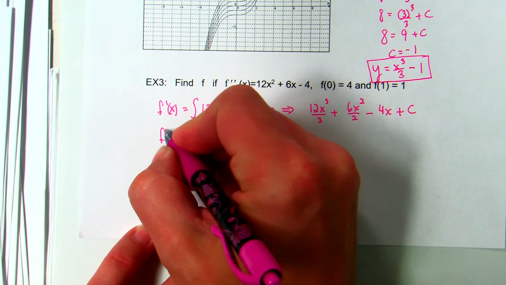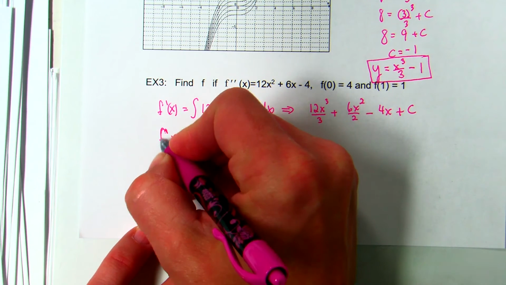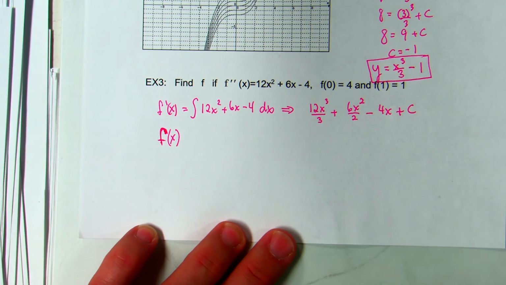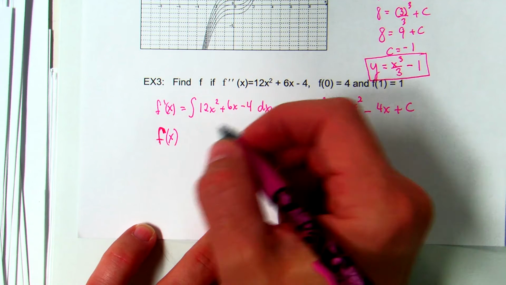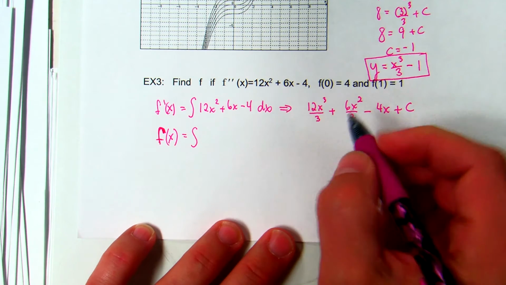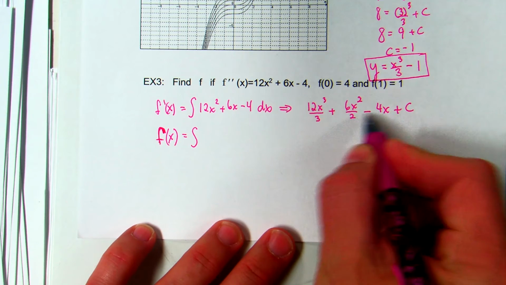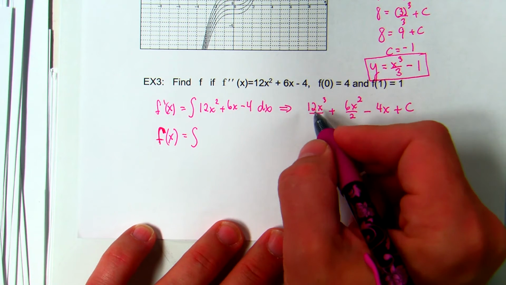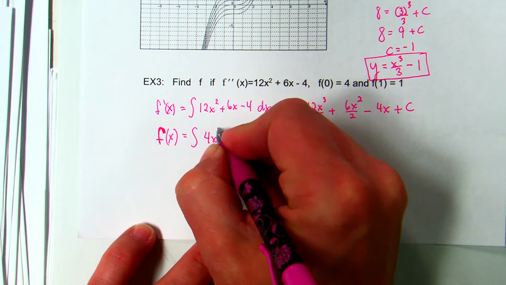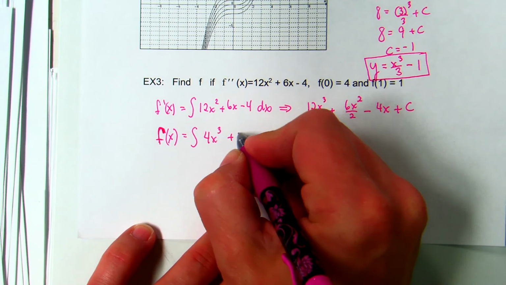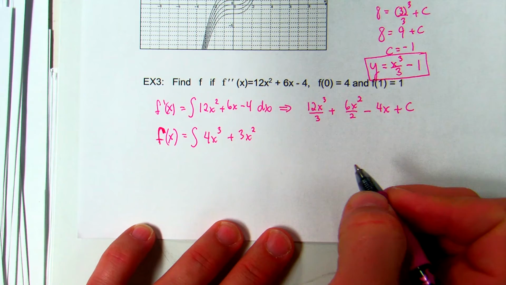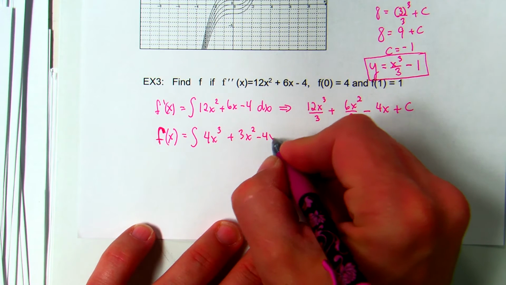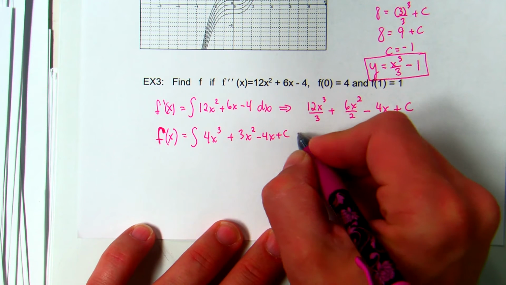Now we're going to go back again. Oh, sorry. We're not going to do f prime. We're just going to go to f of x. Okay, so now we're going to f of x. And that's going to be the integral of this that we just found, which was f prime. So reducing that, that's the same thing as 4x cubed plus 3x squared. And then here, this is still minus 4x and plus c dx.